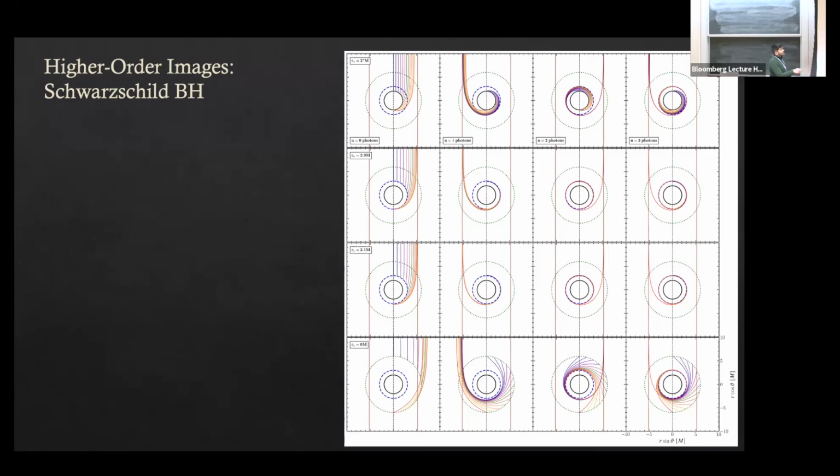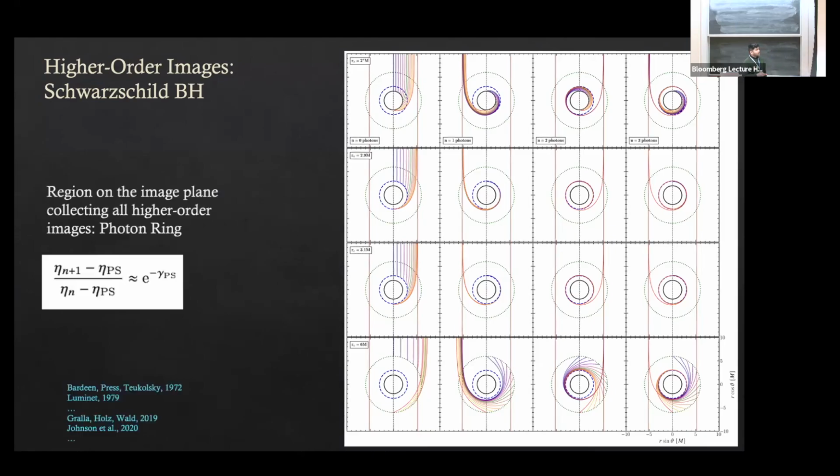So you can think of the distance from the... and they're also appearing increasingly closer to the shadow boundary here, as you can see. So you can ask how quickly they're approaching the shadow diameter, and they satisfy a relation of this kind. So let me just say what this means in a second. So this eta n plus 1 is the radius at which the n plus 1th image appears.